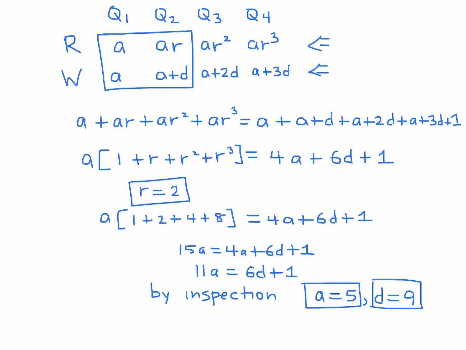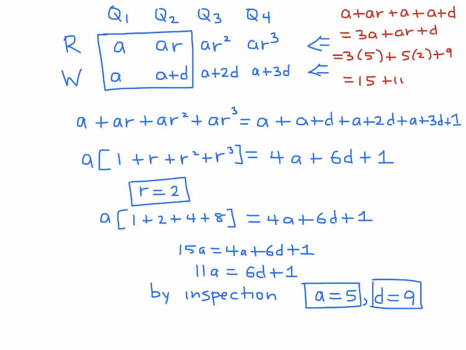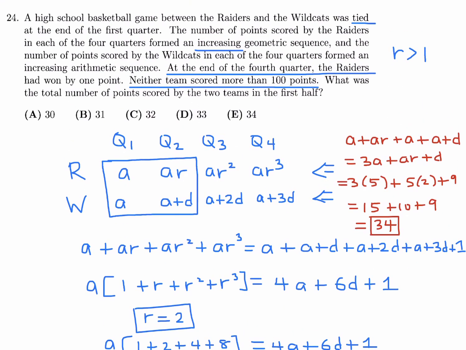Now I can just go back and figure out this sum right here that I put a box around. That is going to be A plus AR plus A plus (A plus D). So that is 3A plus AR plus D. 3 times A, which is 5, plus A times r, which is 5 times 2, plus 9. So this is 15 plus 10 plus 9, and that is 25 plus 9, which is 34. There we go. 34 is the answer. Therefore, number 24, the answer is choice E.